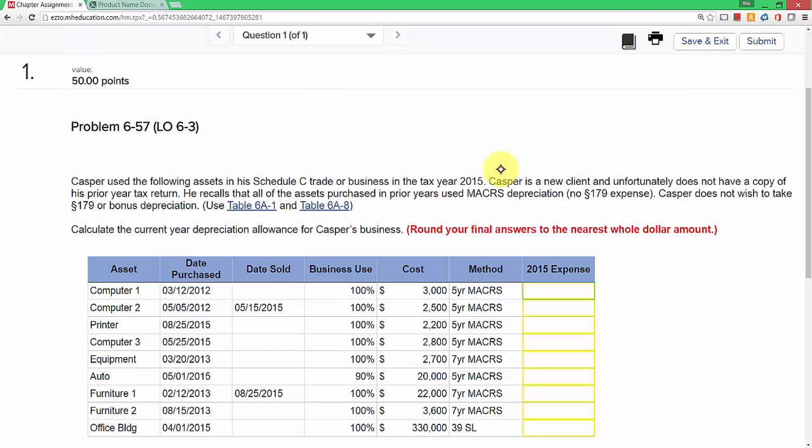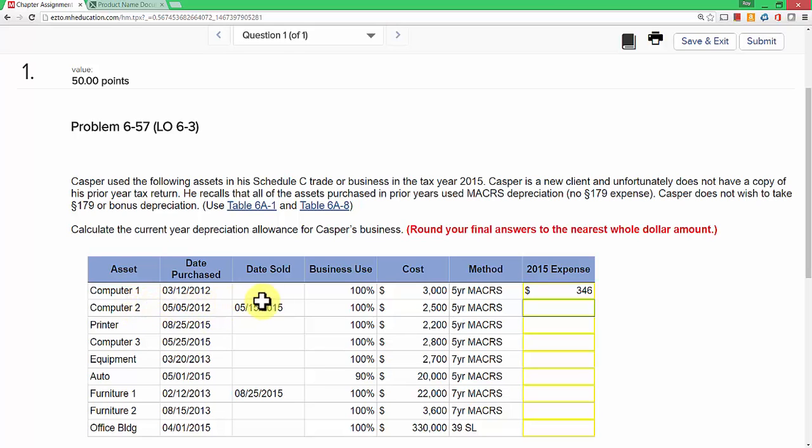So if we multiply that cost, this 3,000, by 0.1152, what we get is 345.60. And here in our red instructions, we're told to round to the nearest dollar. So 346 would be our answer here for the first asset. Let's try the second one here. Again, another computer bought back in 2012.